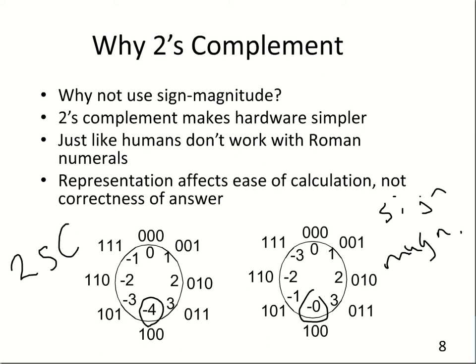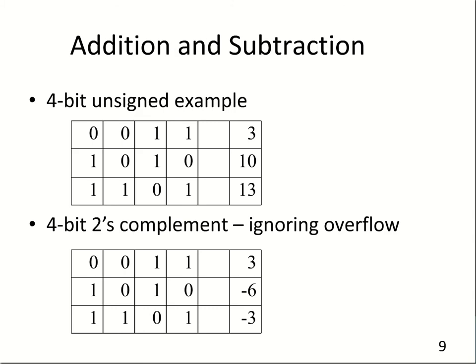In 2's complement, we don't have that. Instead, the same representation that would be minus 0 in sign magnitude is used to extend the negative range one further, in this case to minus 4. Here we have a couple of examples of addition, and next we'll talk about subtraction.